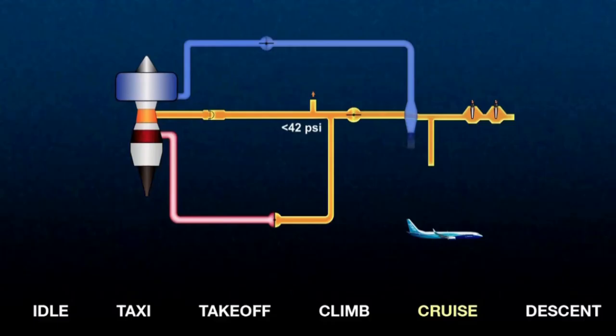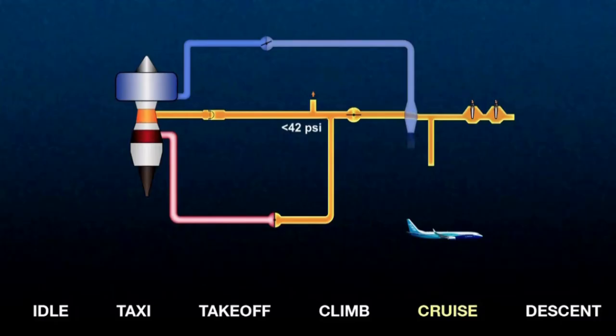During cruise, the pilots continually reduce throttle settings to maintain speed and altitude as the plane becomes lighter due to fuel burn. At some time, pressure may go below 42 psi. In this case, the PRSOV will be completely open. The PCCV will move towards the closed position as the temperature continues to decrease.